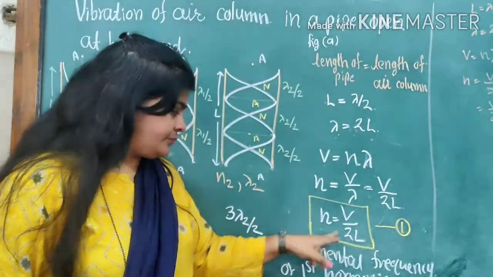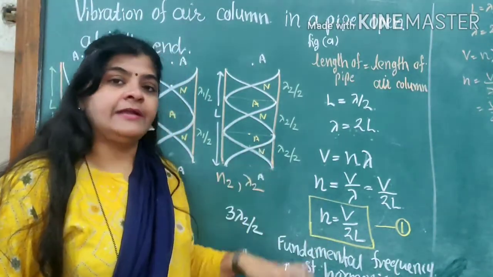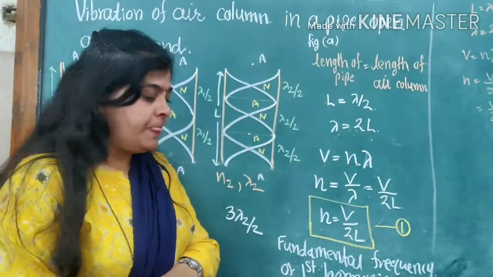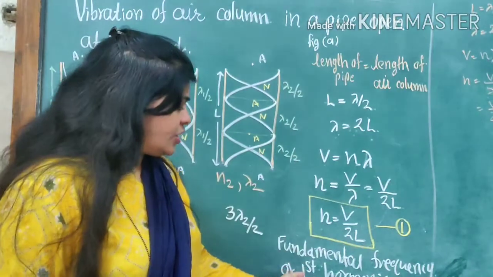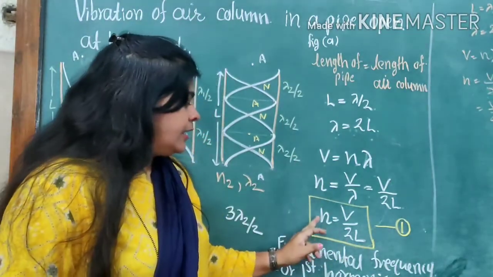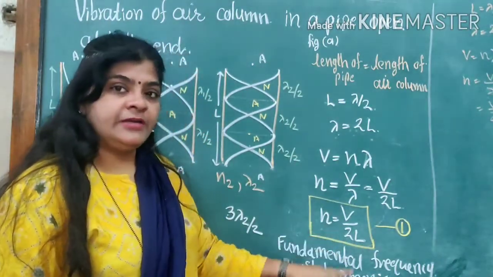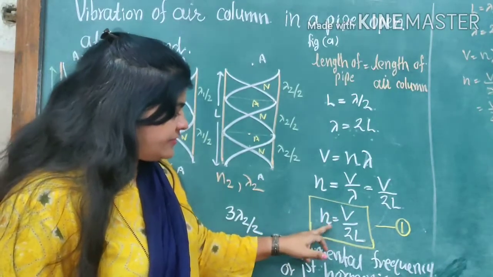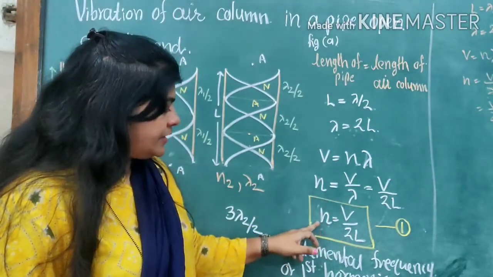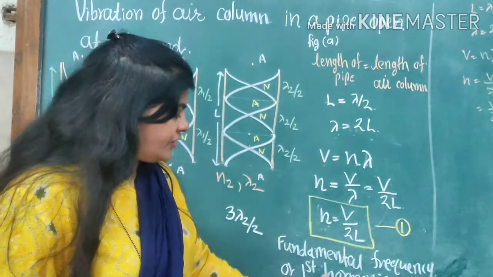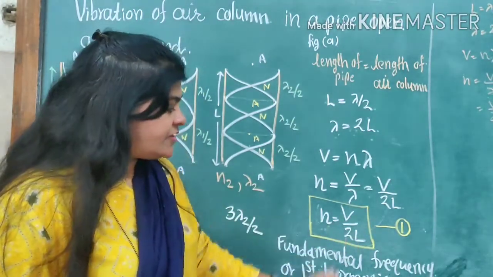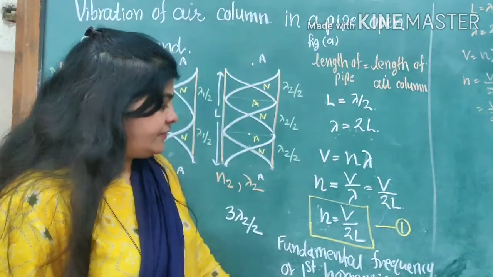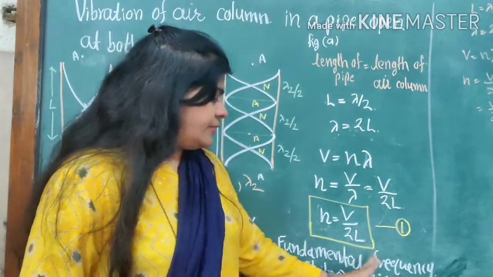In that case, the first one is called the fundamental frequency. And harmonics means, the first harmonic. N is an integral multiple of the fundamental frequency. That's why it is the fundamental frequency, multiplied by 1, and that's why it is called the first harmonic. This is the first mode of vibration, in which we get the fundamental frequency.